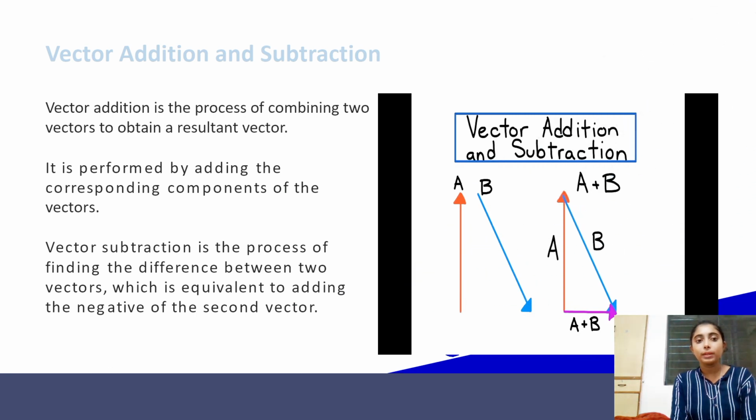Another topic is vector addition and subtraction. Vector addition is the process of combining two vectors to obtain a resultant vector. It is performed by adding the corresponding components of the vectors. Vector subtraction is the process of finding the difference between two vectors, which is equivalent to adding the negative of the second vector. These are the sum diagrams.